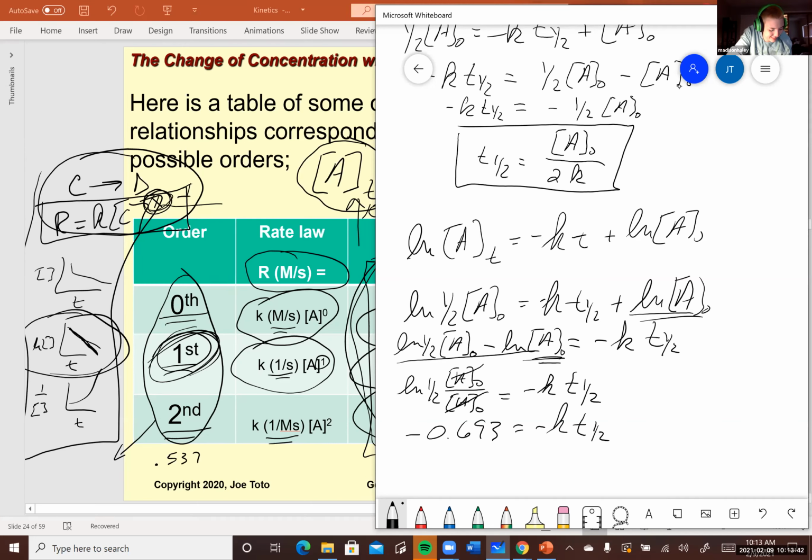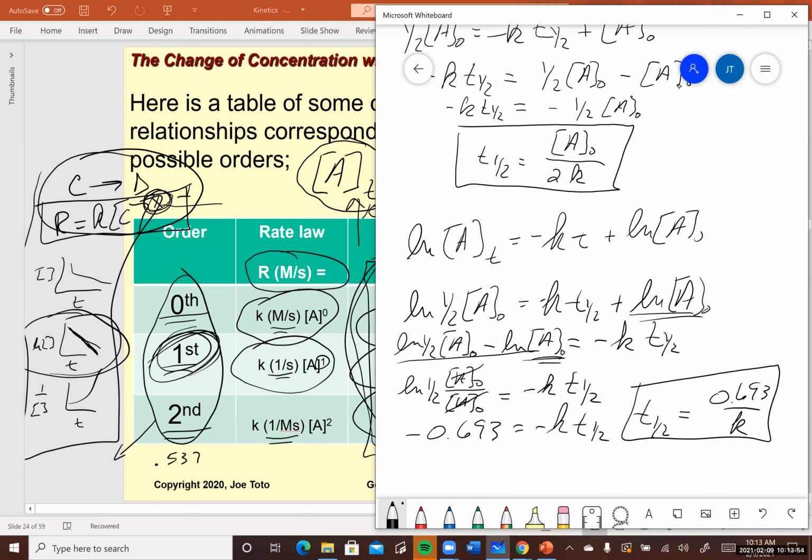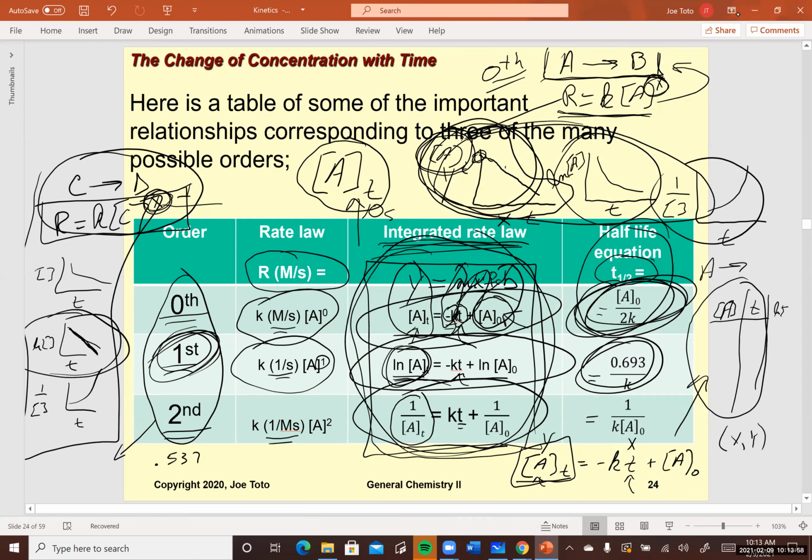Okay, so now I solve for t 1/2, and that equals 0.693 over k. And that's what we got here. And you guys should do it for second order and see that you get this.